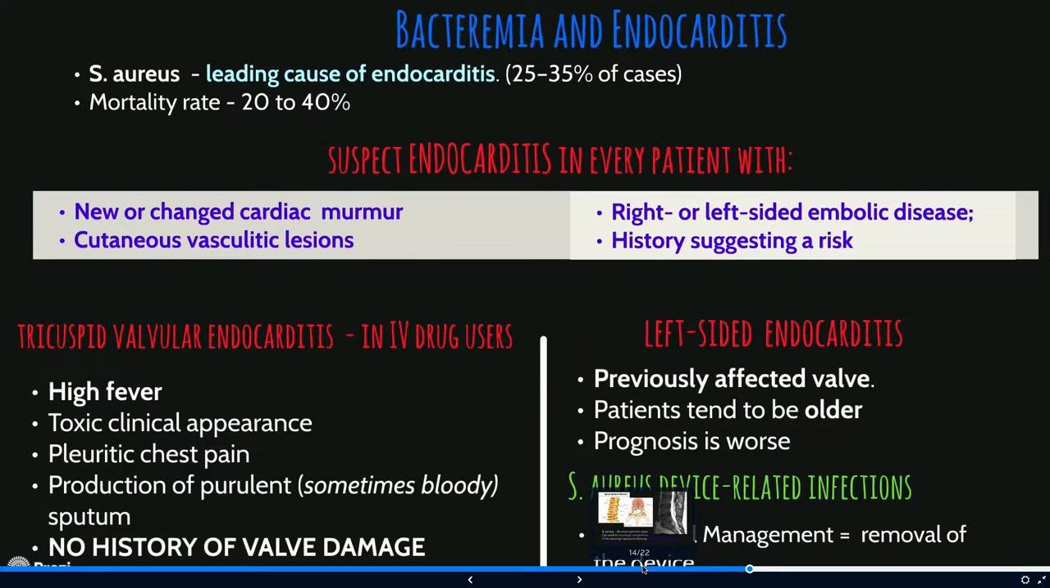And Staphylococcus aureus is going to be the leading cause of all the possibilities. About 25 up to 35% of all cases of bacterial endocarditis will be caused by Staphylococcus aureus. And please take a look at mortality rates. Can be as high as, 20 is even high. Imagine out of every 100 patients who have endocarditis, 20 will die at least. So that's a very high mortality.